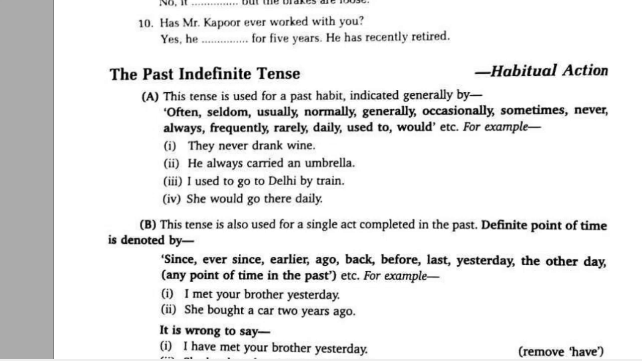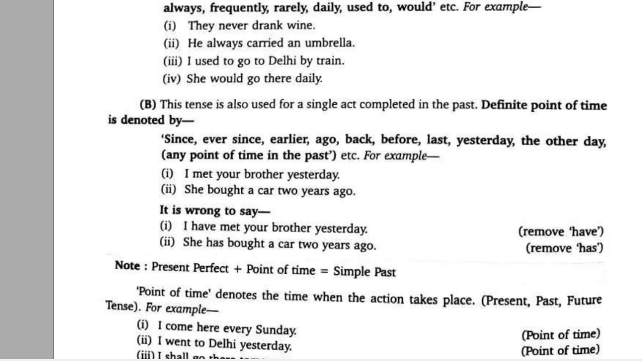So this tense is also used for a single act completed in the past. It's denoted by since, ever since, earlier, ago, back, before, last, yesterday, the other day, any point of time in the past. I met your brother yesterday. She bought a car two years ago. These actions are already done.